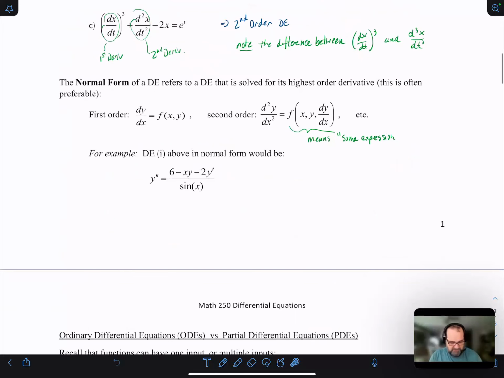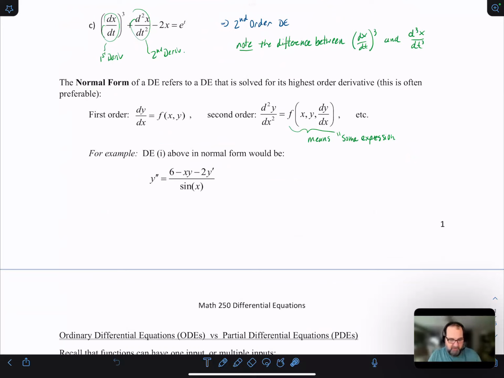Another concept here is that generally we like DEs often in something called normal form. The normal form of a DE is when you take your DE and you solve it for its highest order derivative.